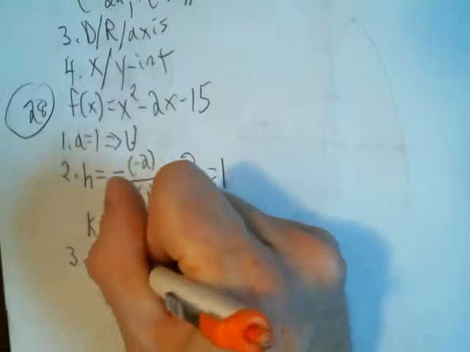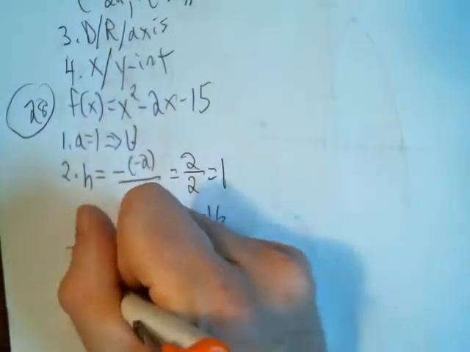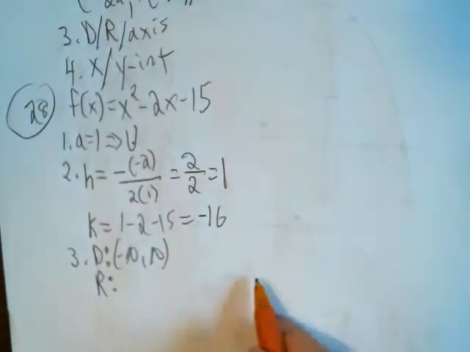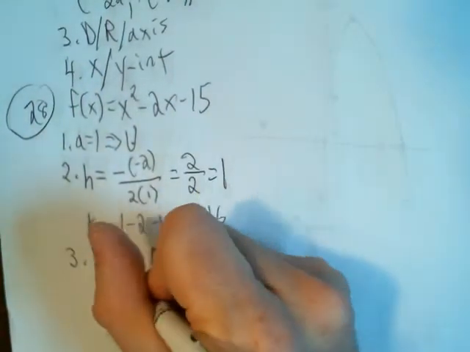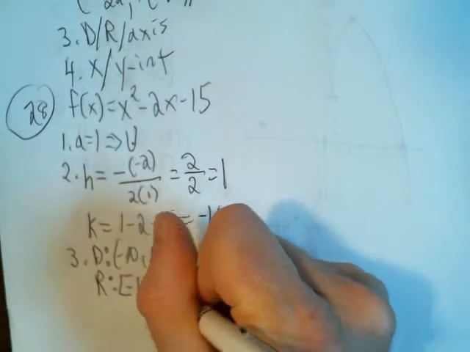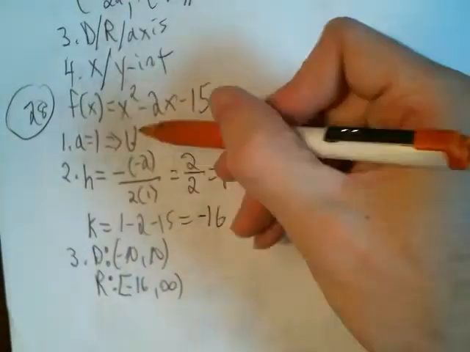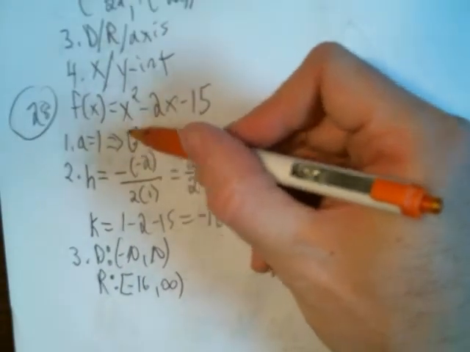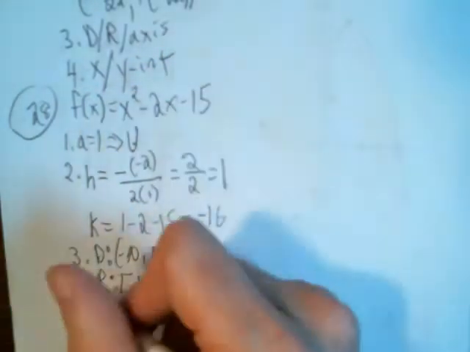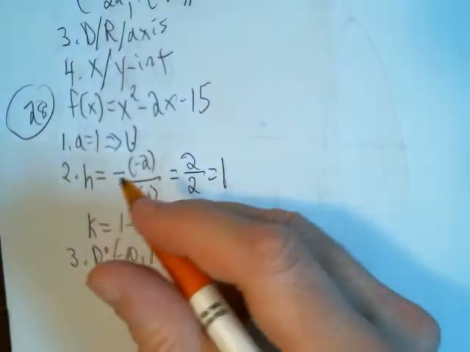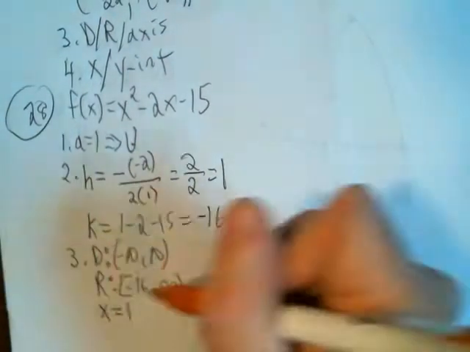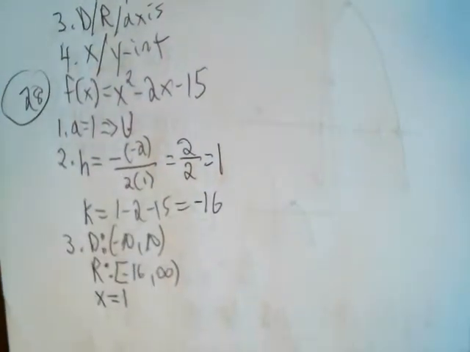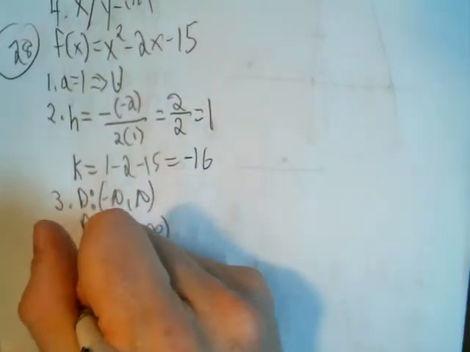The domain is negative infinity to infinity. The range, you're borrowing the y coordinate. Okay. So that'll go from negative 16 to infinity. So if you look at the picture, it starts down and then it goes all the way up. And then the axis of symmetry from the x coordinate, x equals 1.